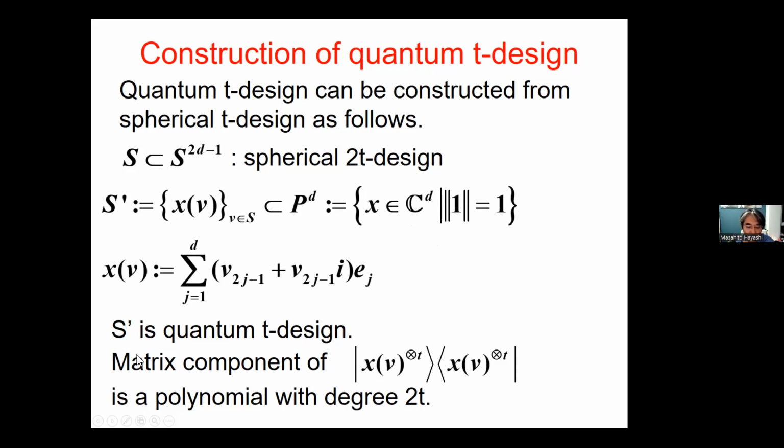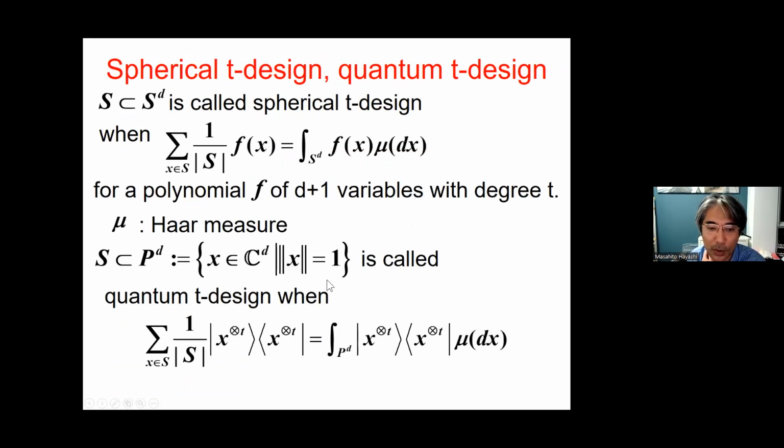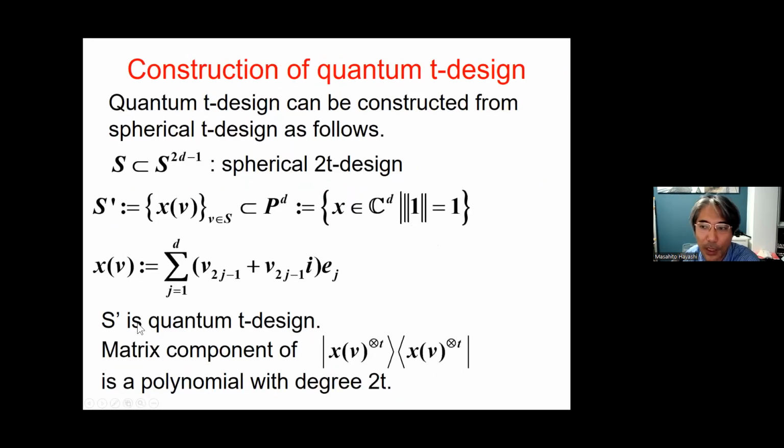In this case, the matrix component of this one is a polynomial of degree 2T. So if S is a spherical 2T design, then we have this equation. Then we can say that S prime is also a quantum T design. So this is a very easy observation. Everybody can easily prove this one.